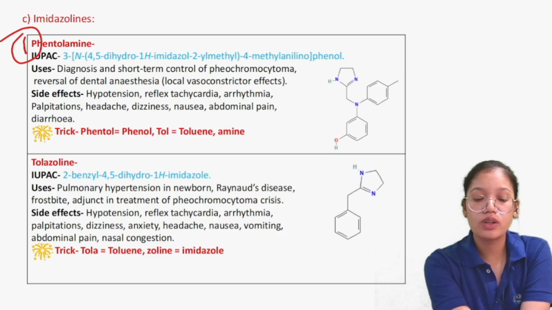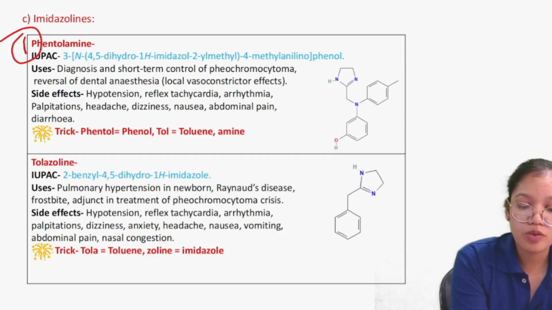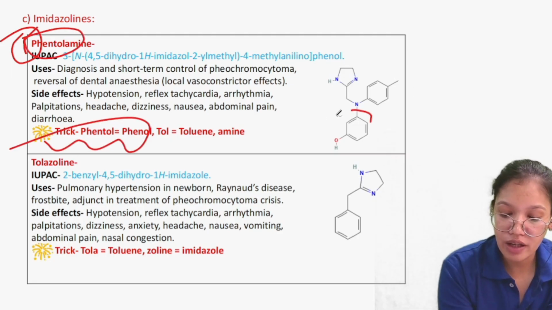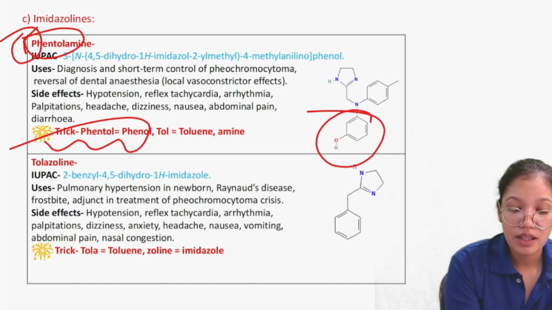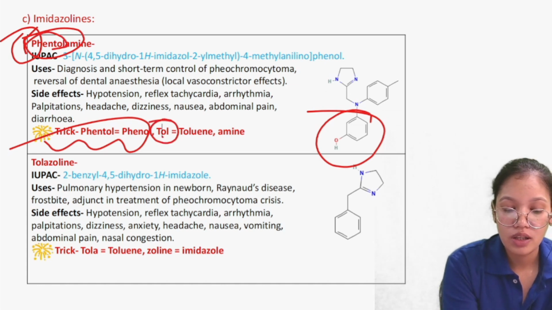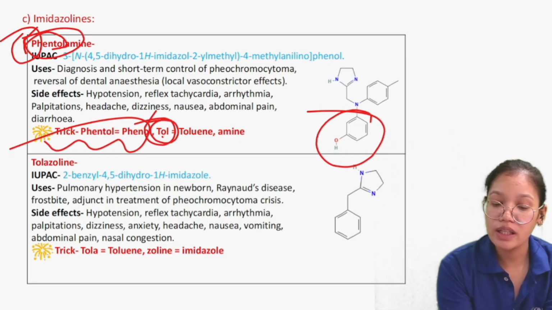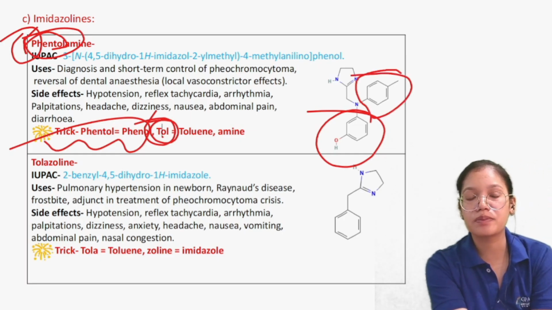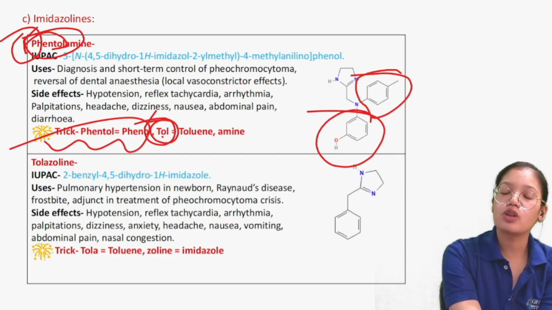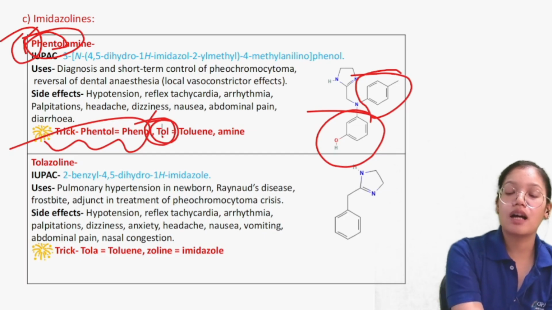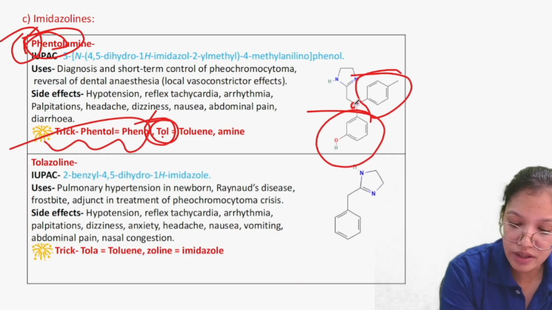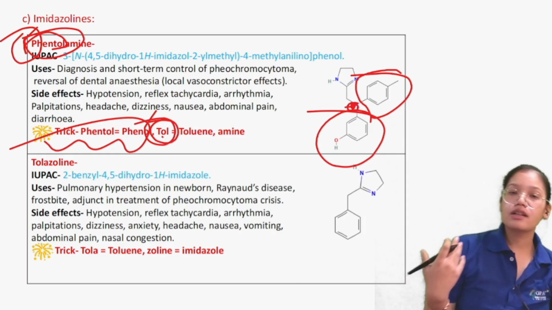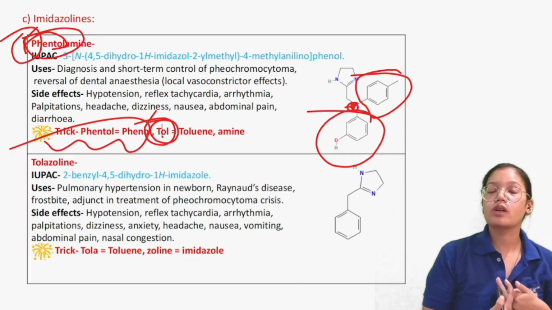If we look at the structure of phentolamine, from phent you can remember it has a phenol. So here we have a phenol. Okay. Then next we have tol, from tol you can remember it is a toluene. So here we have a toluene. What is toluene? A benzene ring that has a substitution CH3. So toluene is present. And it says amine. Here we have a tertiary amine. So that is phentolamine, and as it comes under the imidazolines, it will also contain an imidazole.